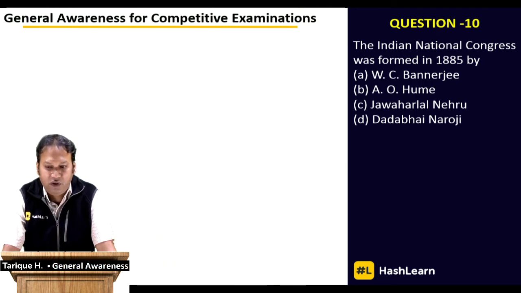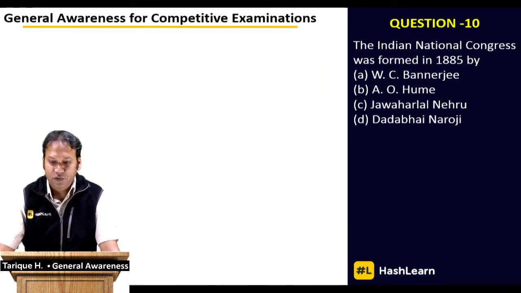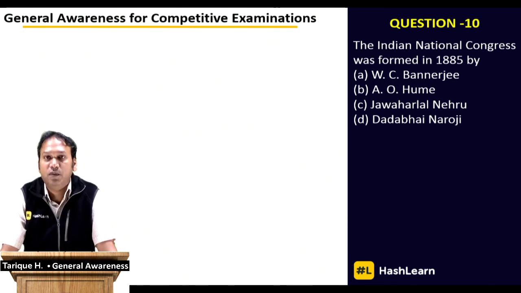The Indian National Congress, question number 10, was formed in 1885 by which of the following important personalities? Is it A. W.C. Banerjee, B. A.O. Hume, C. Jawaharlal Nehru, and D. Dadabhai Naoroji? So students, if you don't know, you can write down. Yes, Hamza, that's the right answer. That's A.O. Hume. A.O. Hume was the founder of the Indian National Congress.